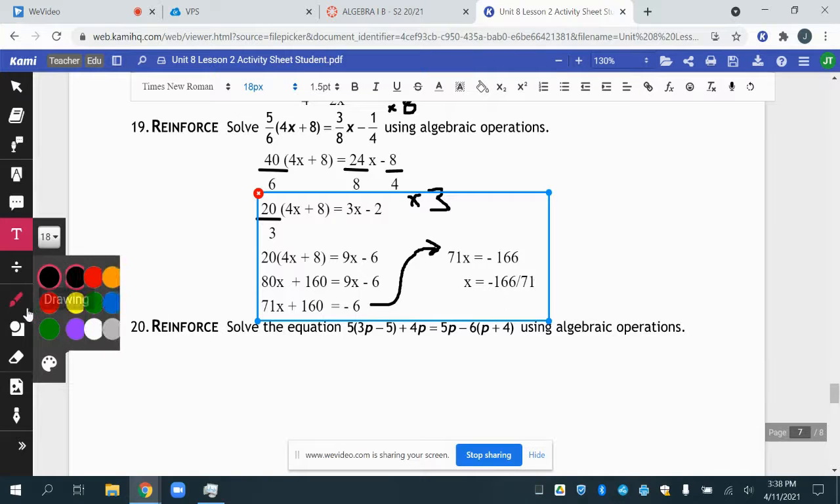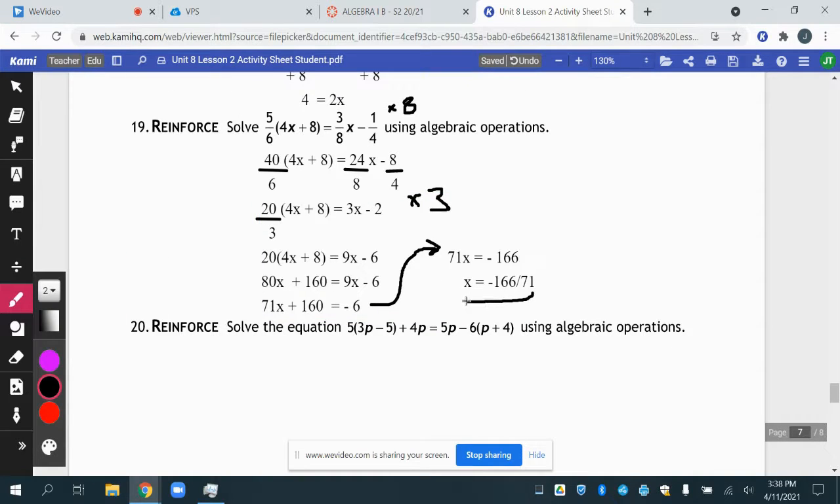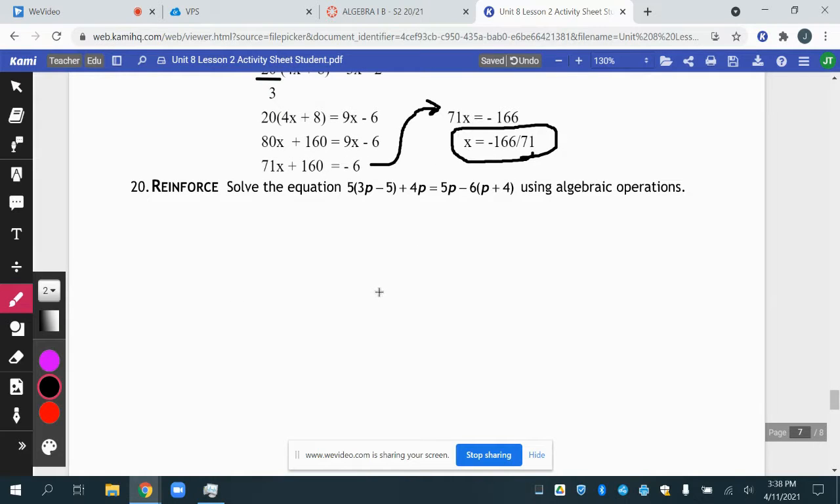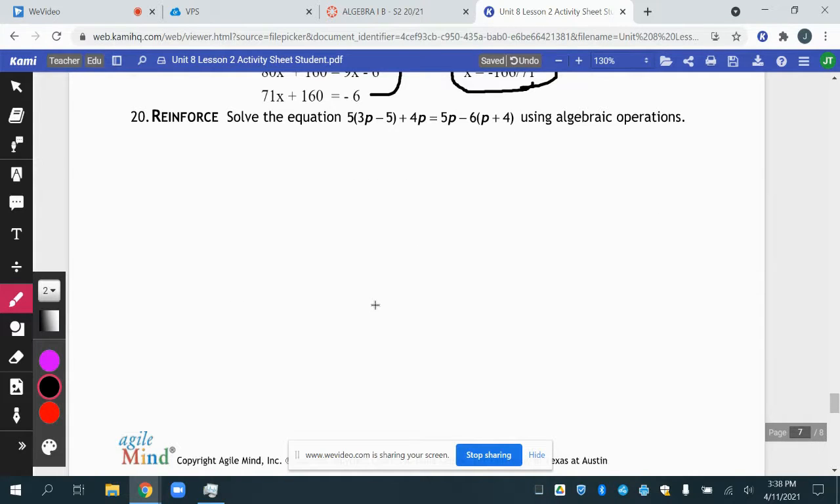And that's the answer. I don't believe that 166 is divisible by 71. You can double check it, but that's good enough. We can leave it as a fraction. We know the answer. All right, we got this guy getting closer. Look at all this work.